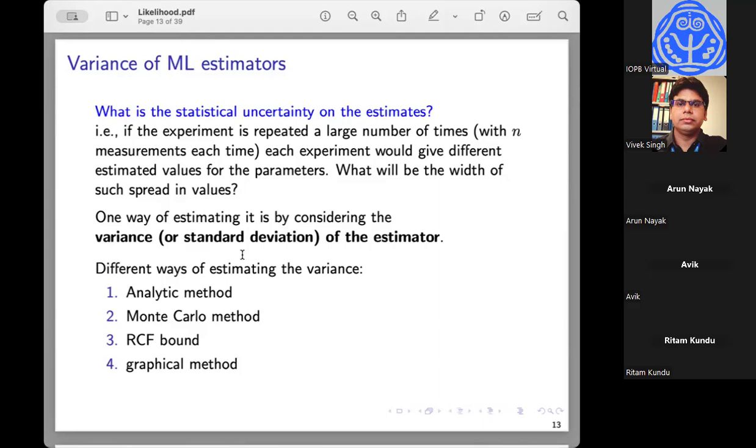So one way of estimating it is by considering the variance or the standard deviation of the estimator. There are different ways of estimating the variance of the estimator. So there are these 4 methods that will be discussed. The analytic method, where you can calculate analytically the expression for this variance, or we can use the Monte Carlo method, generating Monte Carlo events, and then from these Monte Carlo events calculating the variance. Then there is the Rao-Cramér-Fréchet bound, which gives you some expression to calculate the variance, or the graphical method. Okay.